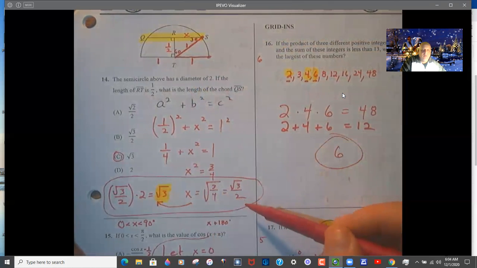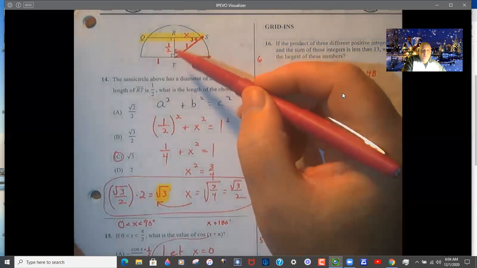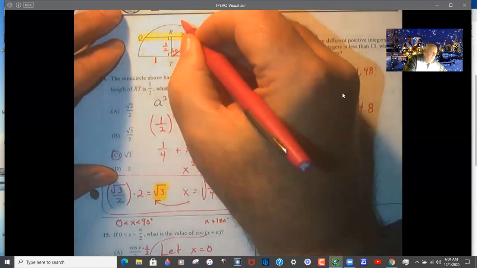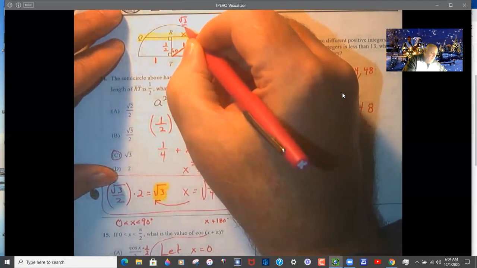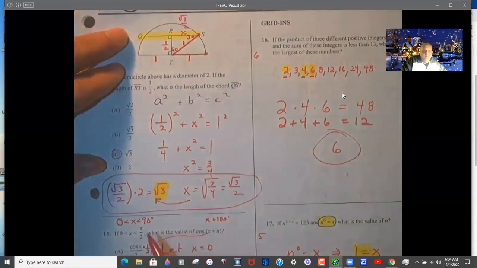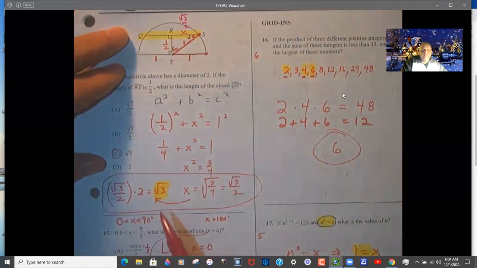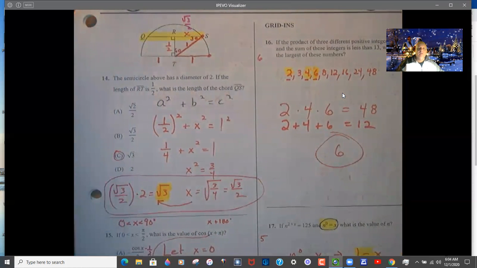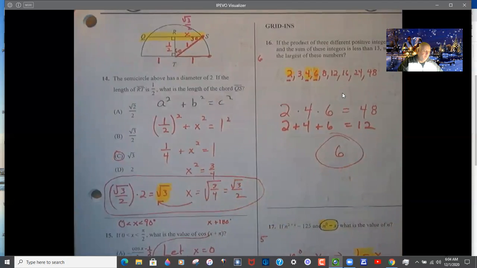And so you wouldn't need to do all this. You would just need to know that the square root of 3 times the shorter leg is what X is. And so then we want what QS is, so you multiply square root of 3 over 2 times 2. So knowing your 30, 60, 90 right triangle rules would save you all of that work.